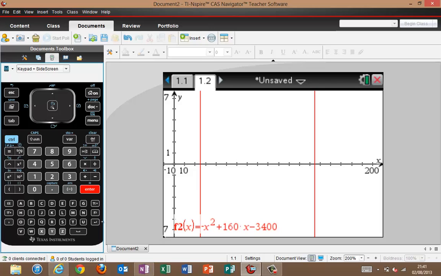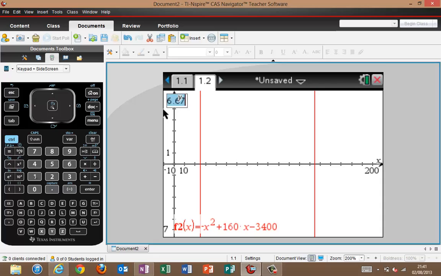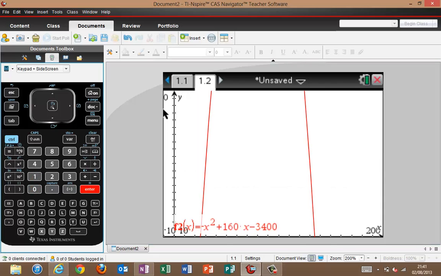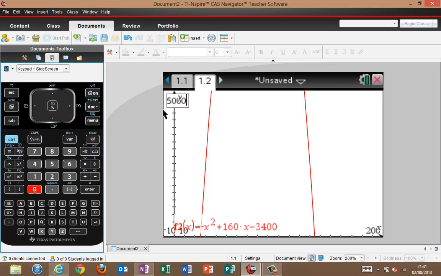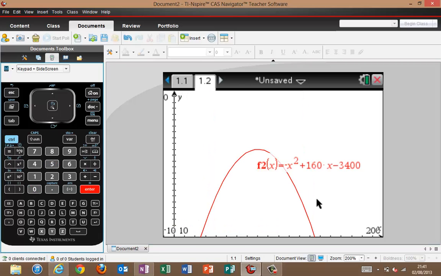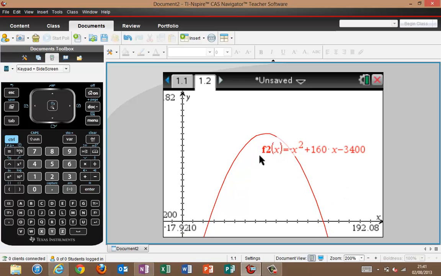And let's take my y max up much higher. So let's take that up to 1,000, maybe. It's not high enough. So let's go 5,000. Too high, but that's okay. At least I see it. Let's drag this up here, and I can see the graph.